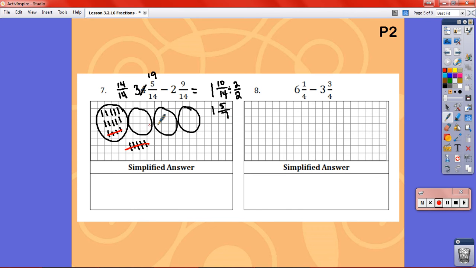Oops, I'm sorry. I need to take away 9/14, and I need to take away 2 wholes. 1, 2. So what I'm left with is 1 whole right there, and that's 10/14. And I can pair these. Pair, pair, pair, pair, pair. So I have 1, 2, 3, 4, 5, 6, 7 groups, and 1, 2, 3, 4, 5 are still available. So divide by 2, 1 and 5/7.